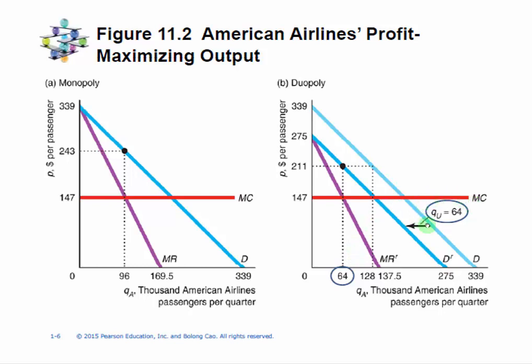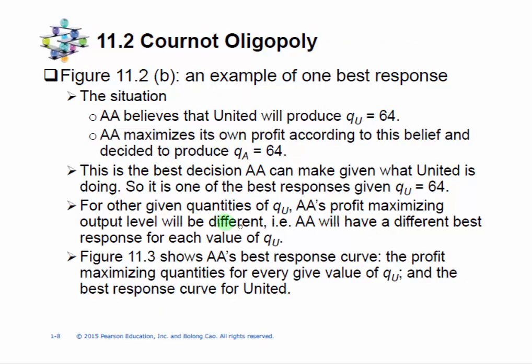But what I need to emphasize here is that this initial quantity is just one assumption only. It is not the simultaneous best responses from both firms. It's only a condition for American Airlines' best response. And if United Airlines changes its quantity supplied, American Airlines will have different best responses for the changed value of QU, the quantity supplied by United Airlines.